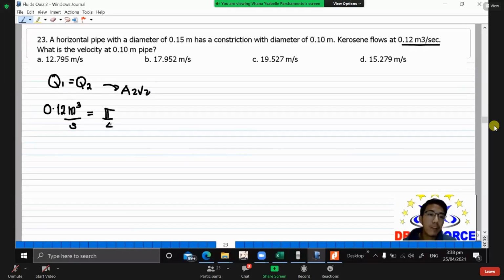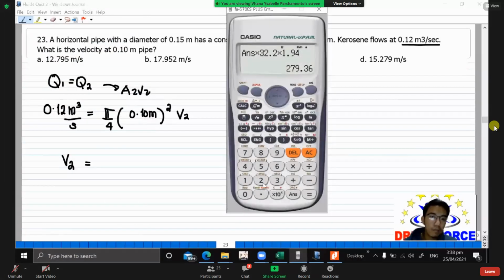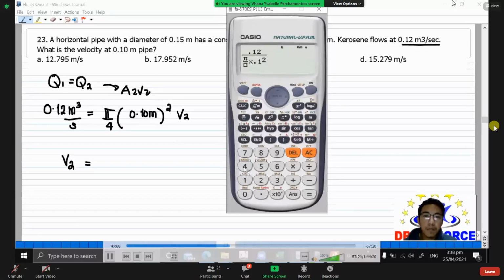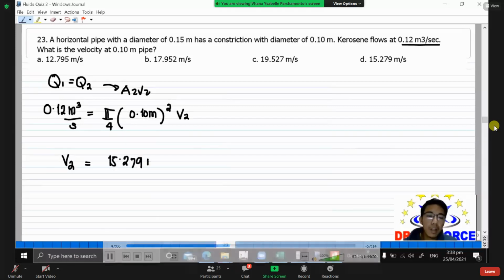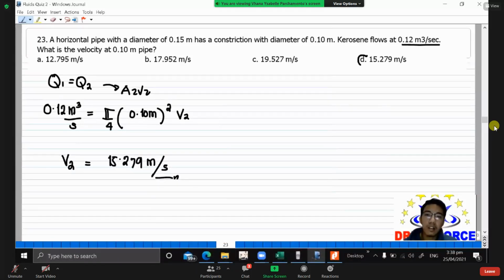So, A2 V2. Okay, so A2, you have pi over 4 times diameter, 0.1 meter squared times its V2. Meron ka na agad V2. So 0.12 divided by pi over 4 times 0.1 squared. Okay, we have 15.279. That is in meters per second. That is letter D.